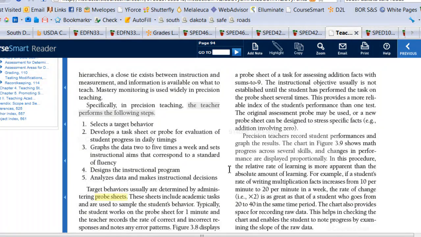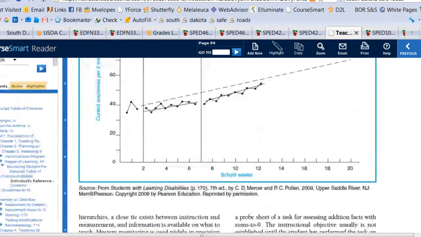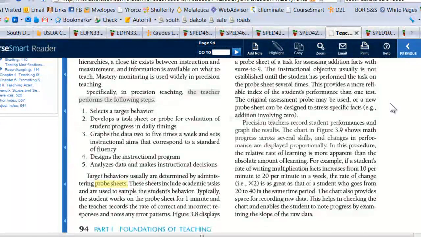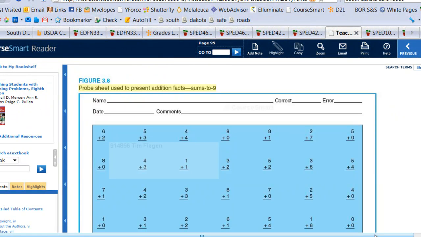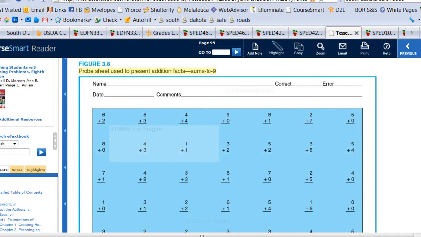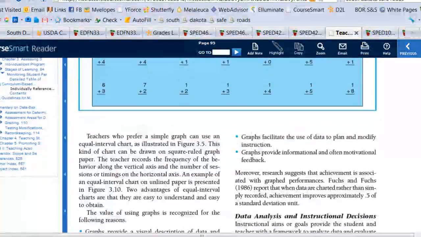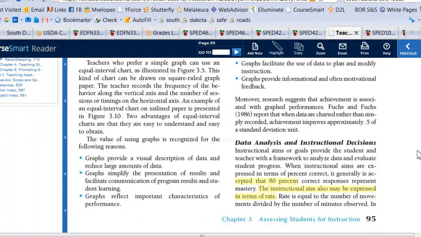What is a probe sheet? Are you familiar with that term, what a probe sheet is? A probe sheet is anything you use to probe to see what their skill is. This is just a little multiplication thing. Sums up to 9, and it would be a 1-minute timing. See what they can do.